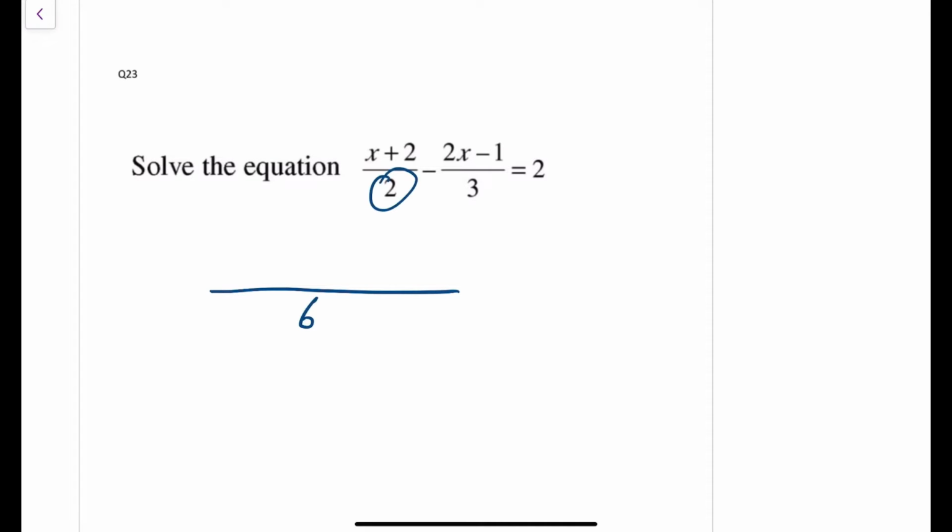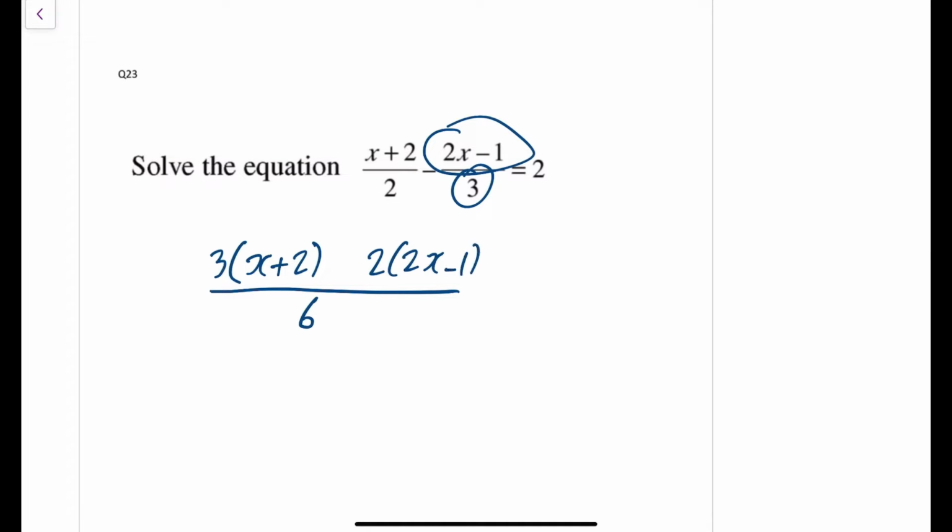So this 2, to get it up to 6, it needed to be multiplied by 3. So its top line also gets multiplied by 3. So that becomes 3 upon x plus 2. Same idea. This 3 needs to be multiplied by 2 to get it up to 6. So this needs to get multiplied by 2 as well. So it's going to be 2 upon 2x minus 1.